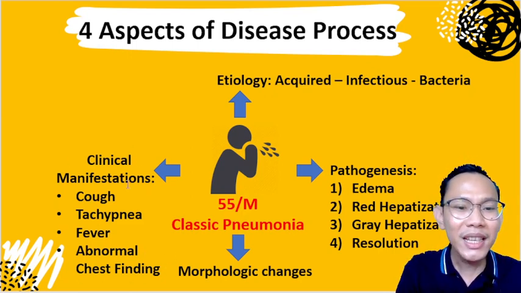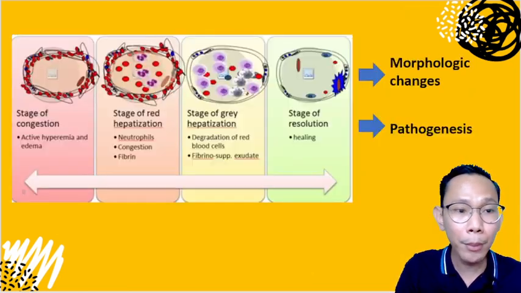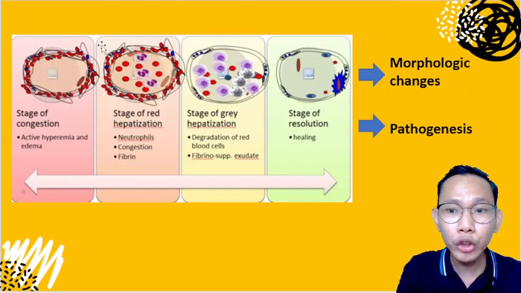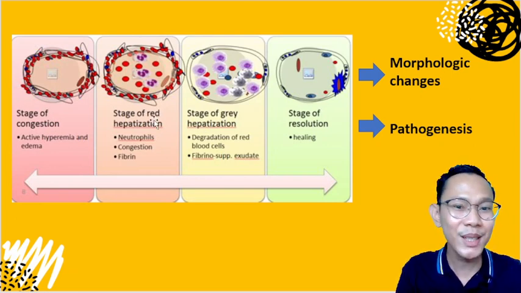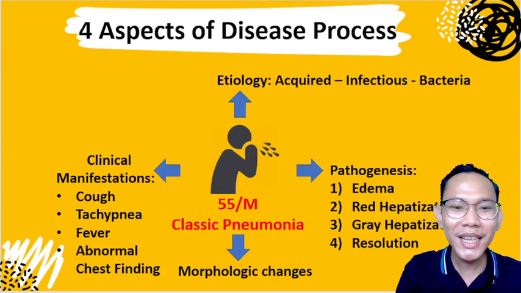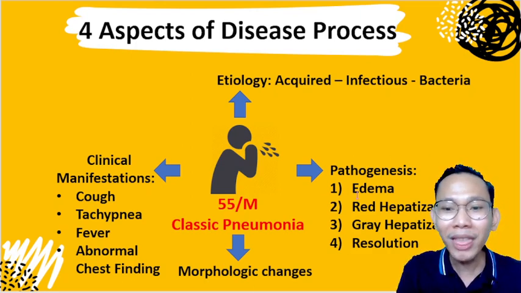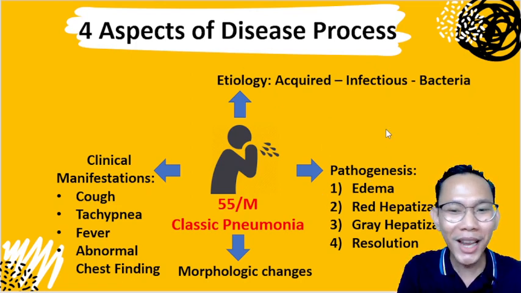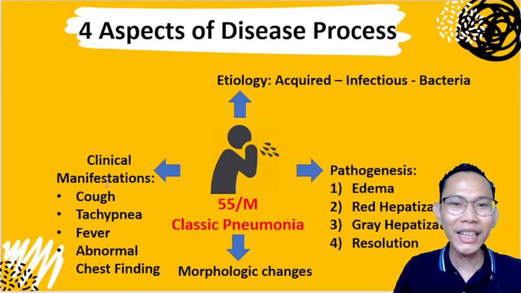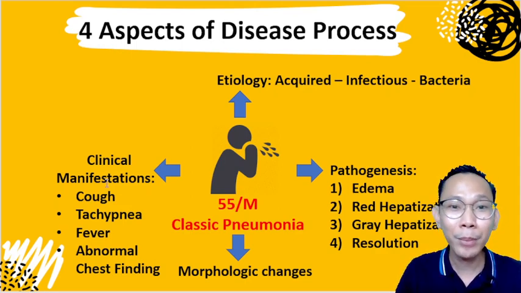So you see, this clinical manifestation is brought about by the different morphological changes and pathogenesis of the disease. So you see, it's just correlated. Because of these morphological changes, nagkakaroon ng clinical manifestation. And these morphological changes is brought about by your pathogenesis. And kung wala itong etiology, meaning wala itong pathogenesis, meaning wala itong morphological changes, meaning wala itong clinical manifestation. Ito na yung reason why I like pathology.